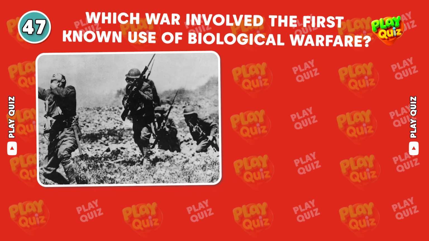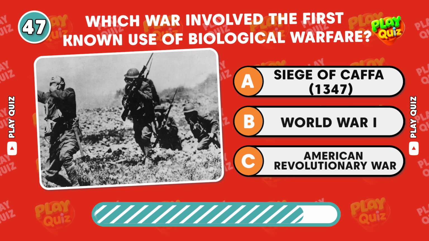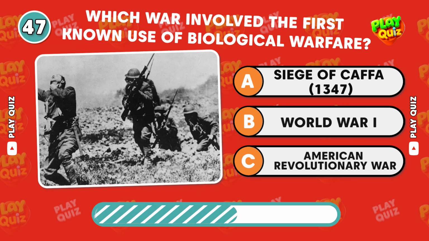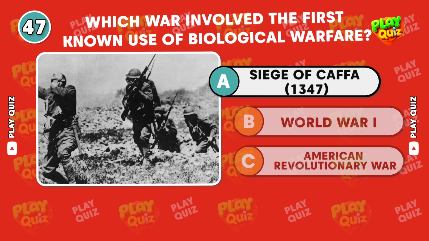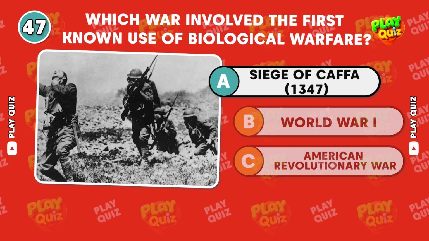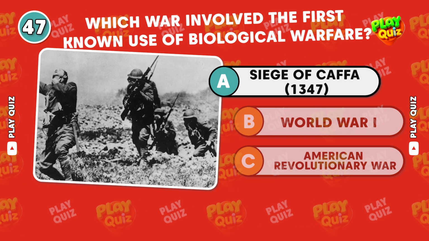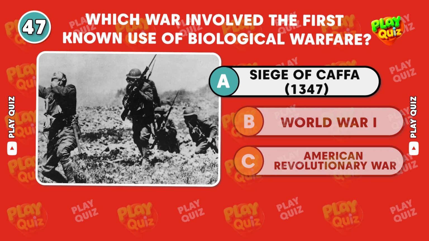47. Which war involved the first known use of biological warfare? Correct answer, Siege of Kaffa, 1347. During the Siege of Kaffa, Mongols catapulted plague-infected corpses into the city, spreading the Black Death.